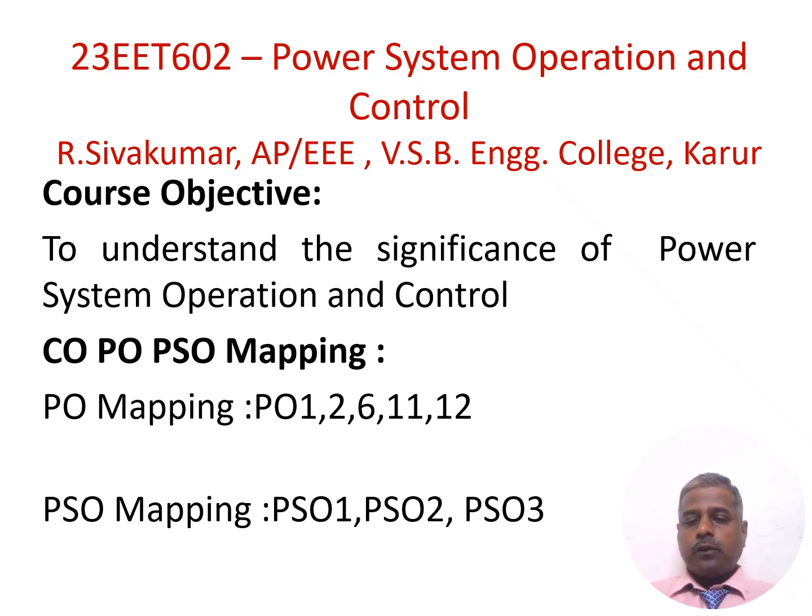First we will see the course objective of this subject. To understand the significance of power system operation and control, the students should know the concept of power system and operation control. That is the objective of unit 1. By studying unit 1, the PO and PSO mapping is shown here: PO1, PO2, PO6, PO11, PO12. These POs are mapped by studying unit 1. Similarly, for the PSO mapping, all 3 PSOs, PSO 1, 2 and 3, are mapped by studying unit 1.